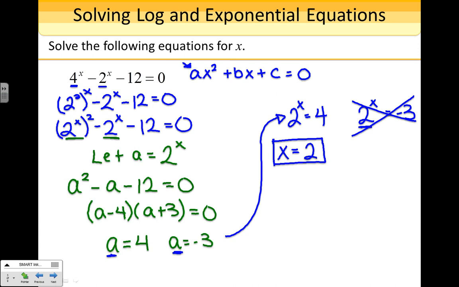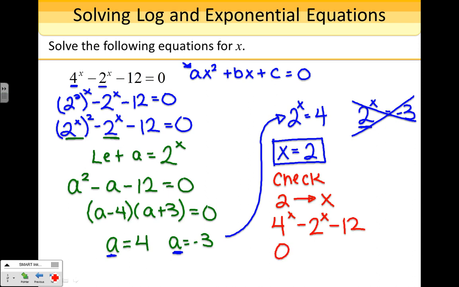So go ahead and plug that back into your calculator, because remember, we want to make sure that we get those correct. So check your answer. Store 2 for x. And then we'll plug it into the exact equation, 4 to the x minus 2 to the x minus 12. And you want to make sure that is equal to 0.